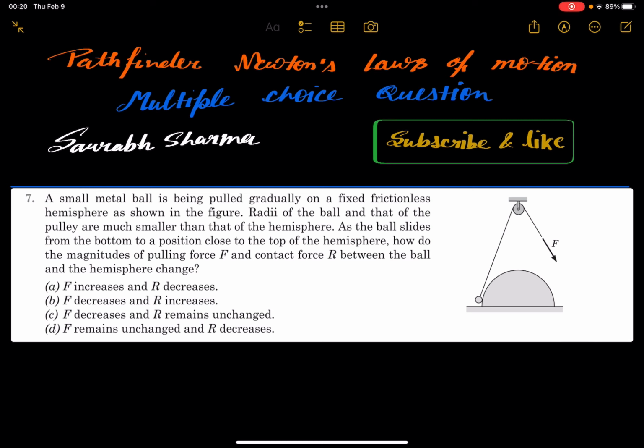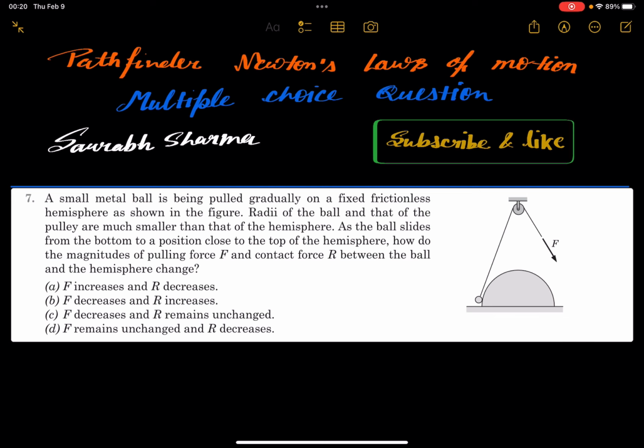The question says that a small metal ball is being pulled gradually on a fixed frictionless hemisphere as shown in the figure. The radii of the ball and that of the pulley are much smaller than that of the hemisphere. As the ball slides from the bottom to a position close to the top of the hemisphere, how do the magnitudes of the pulling force F and the contact force R between the ball and the hemisphere change?